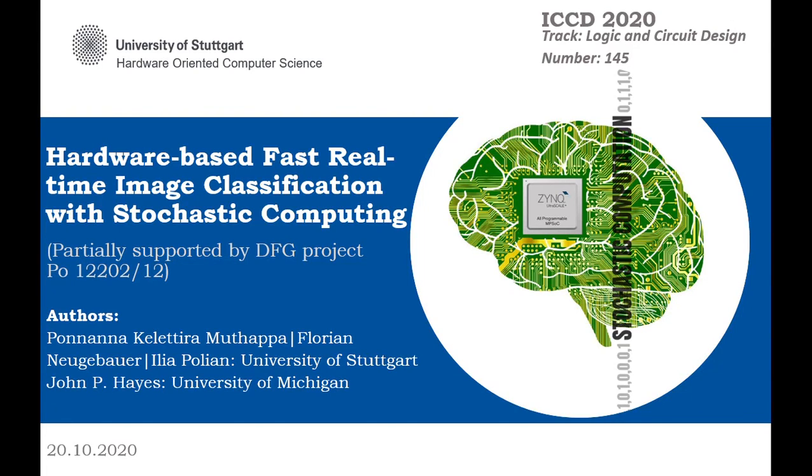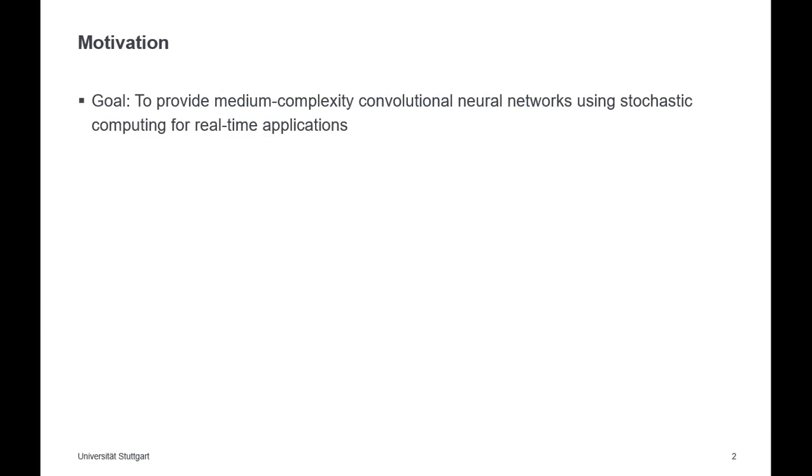Hello everyone and welcome to the short presentation on hardware-based fast real-time image classification with stochastic computing. The goal: to use stochastic computing to realize medium complexity convolution neural networks targeting real-time applications.